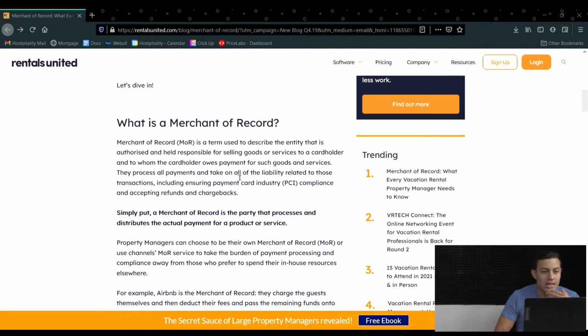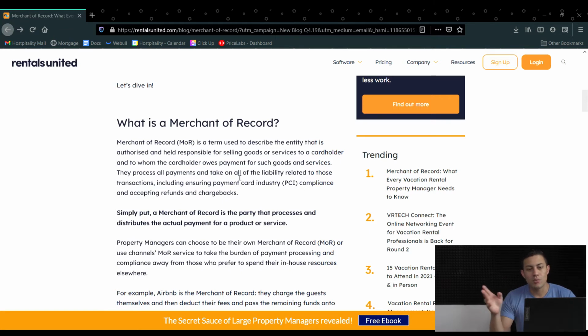You can get a couple of good reads, and this is particularly one of them. It's aimed at those property managers that don't really know what being a merchant of record is. Also, one of the things that I noticed that they didn't add into this particular blog post is, why would you want to be your own merchant of record?